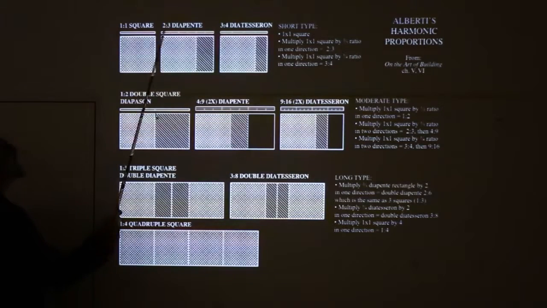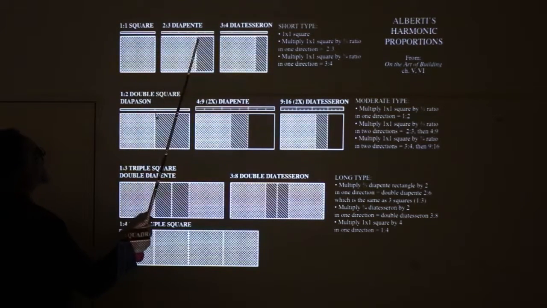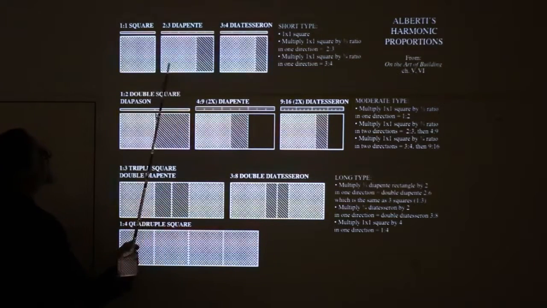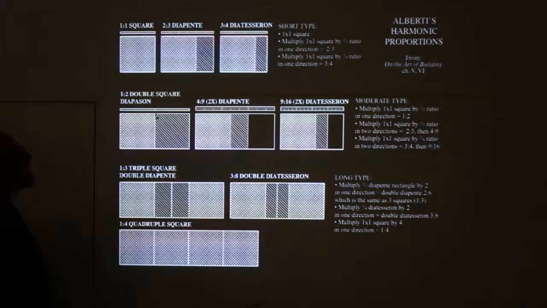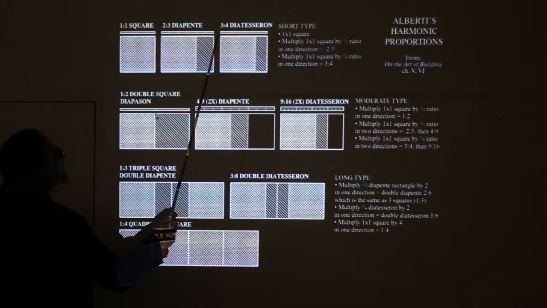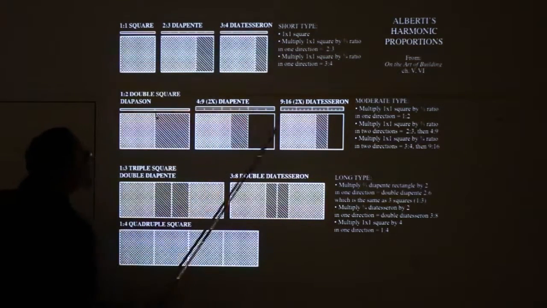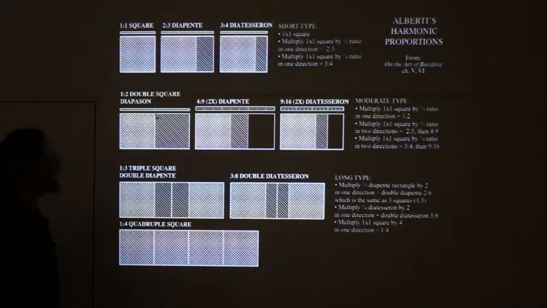Now, the first one is simply a square, 1 to 1. That's fairly harmonious, no problem there. 2 to 3, that is the diapente. So he takes 2 units, 1, 2, another 2 units here, 1, 2, adds a third horizontally to give us the 2 to 3. And that would create a harmonious space. Similarly, diatessaron, if you took 3 to 4, 1, 2, 3, 1, 2, 3, and then added a 4th one horizontally, that gives you a nice canvas or room to work in.